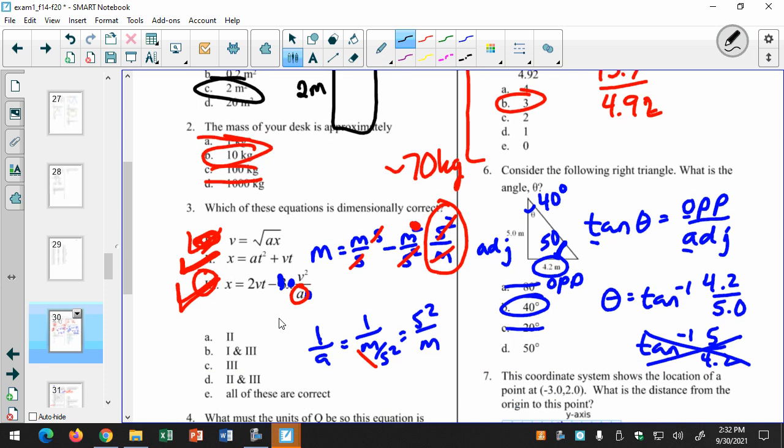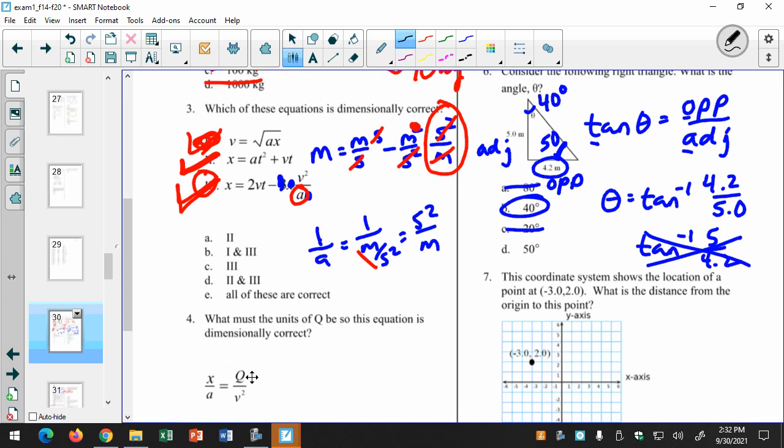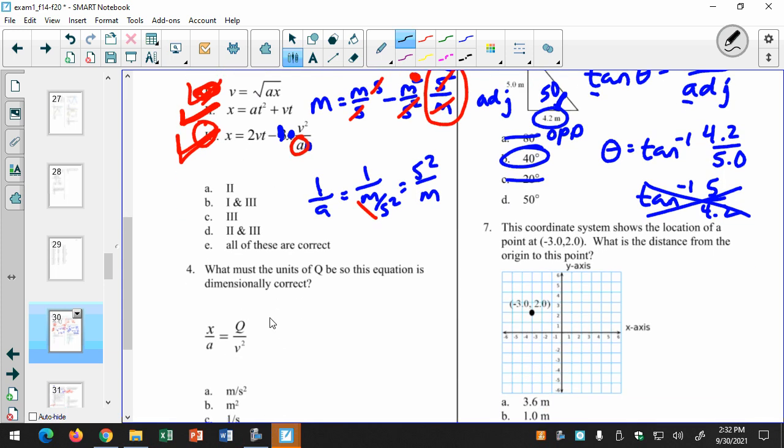Okay, so chapter 1, you have one or two trig questions. I don't think I listed that on the first thing. You'll have dimensional analysis. You have several questions. You'll have one like this where I give you several equations, and then one like this where I ask you for the units of a variable in an equation.